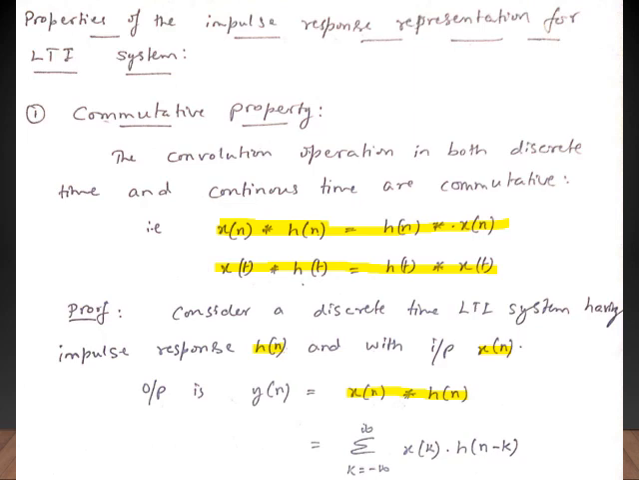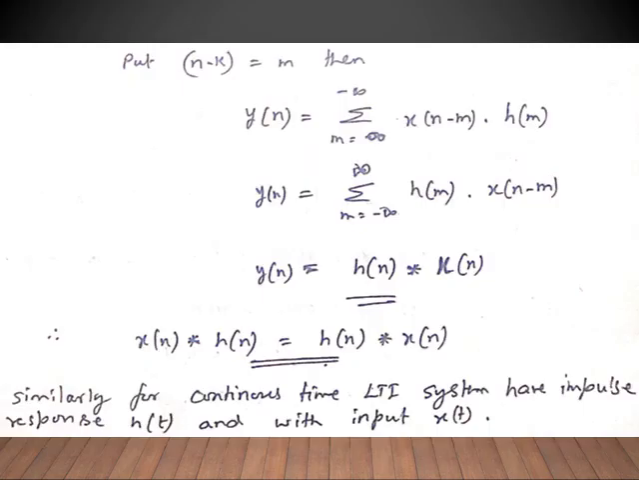So x of n convoluted with h of n, we already know the equation for this from the convolution sum, that is summation k equal to minus infinity to infinity x of k into h of n minus k, where x of k is a part of the input and h is the impulse response. We expand this further by substituting for n minus k, which is equal to something like m.